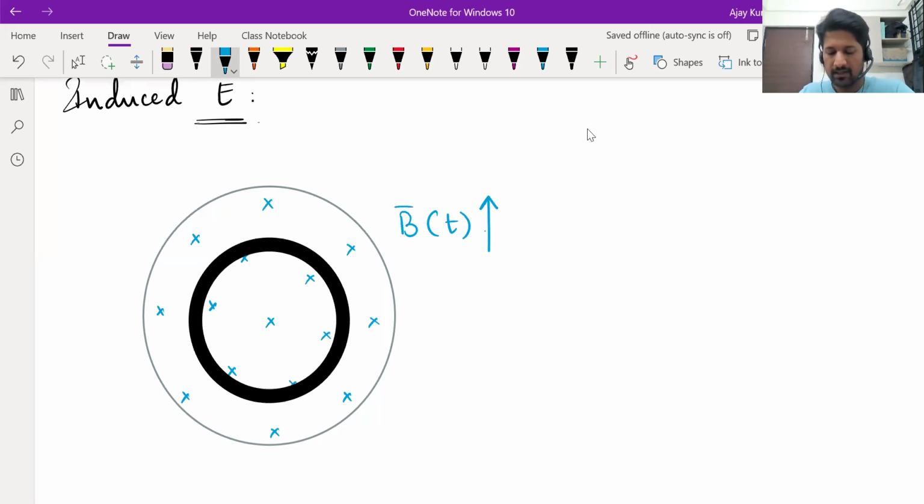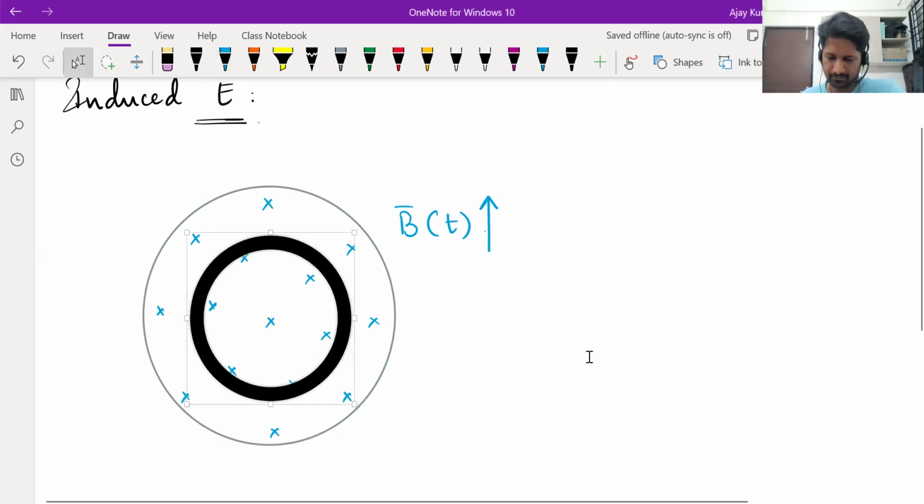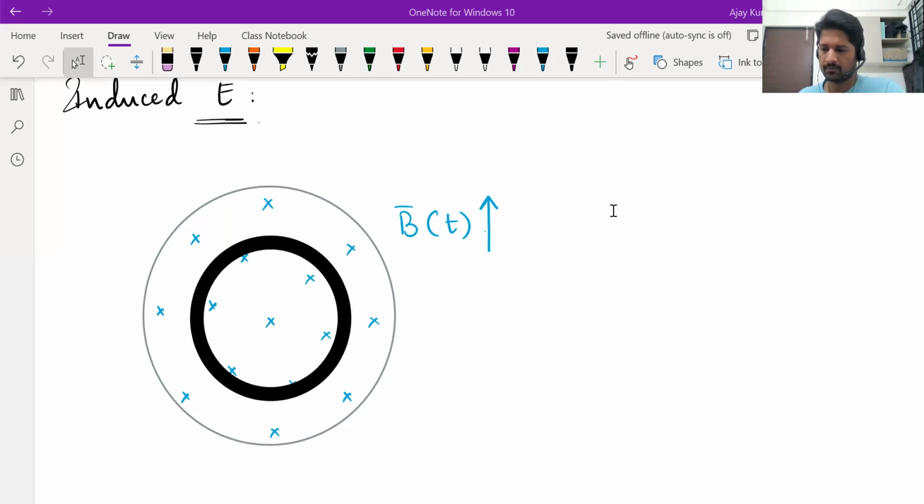Then one of you tell me, in which direction will current be induced in this loop? If magnetic field is increasing in strength, what is the direction of induced current? Shashank, what do you say? Will it be clockwise or anti-clockwise? Anti-clockwise is correct.